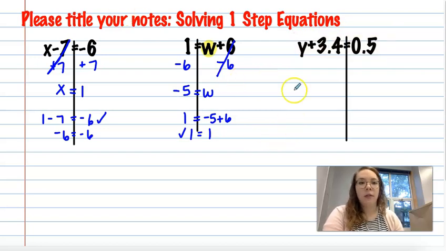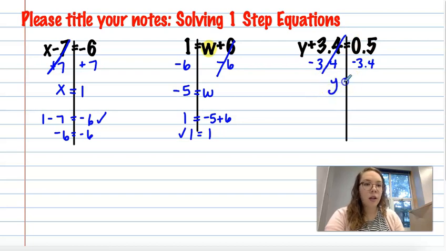All right, some decimals here. y plus 3.4 equals 0.5. And I may not have mentioned this in our last video, but pause as much as you need. Go back if you need to. I don't expect you to be able to write this whole time without pausing. So if you need to catch up, pause and catch up. All right, y plus 3.4 equals 0.5. So it's connected by addition. We're going to subtract.